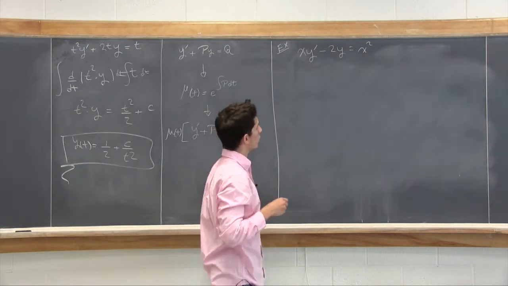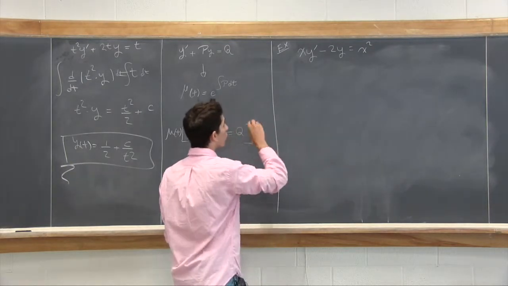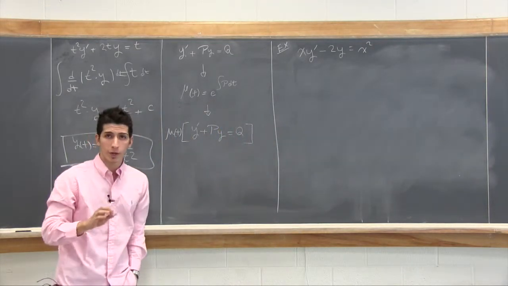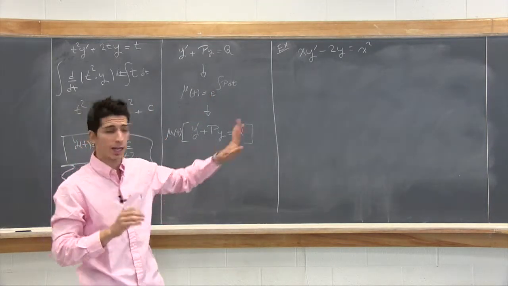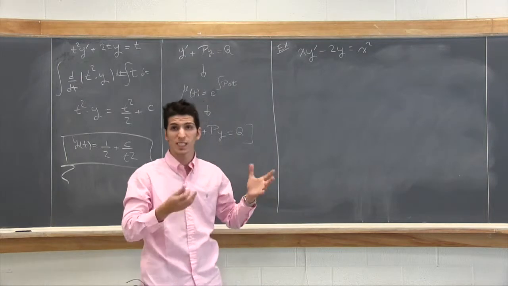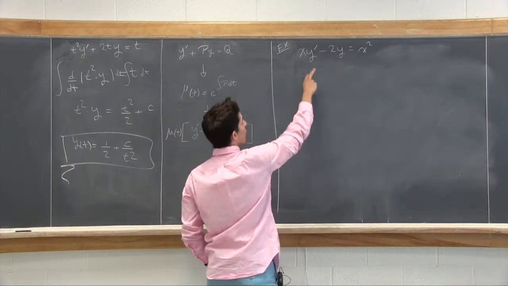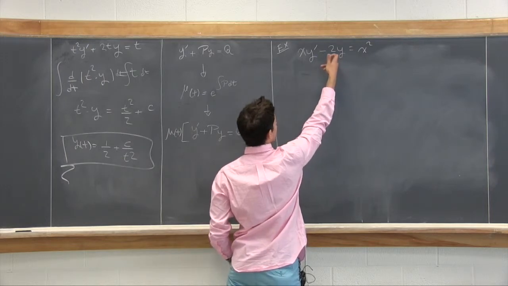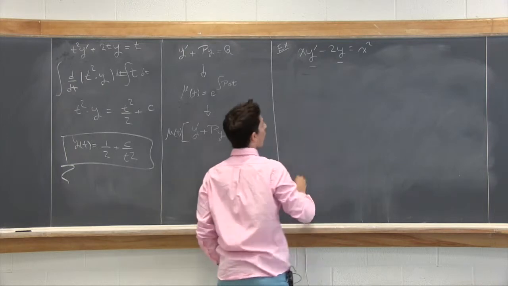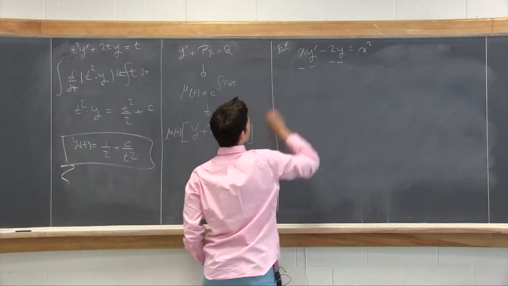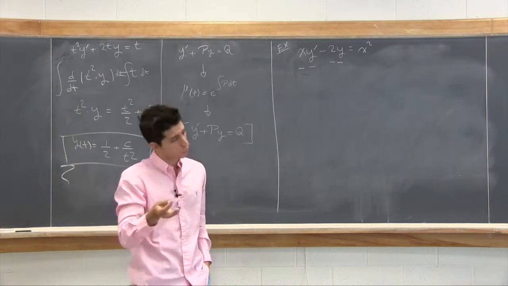So we have xy prime minus 2y is equal to x squared. So first, before we do anything with integrating factors, as always, you should look at it and see whether it is a direct result of a product rule itself. For this to be a result of the product rule, this has to be the derivative of this, and this has to be the derivative of this. Well, y prime is the derivative of y, but minus 2 is not the derivative of x. So we're out of luck.